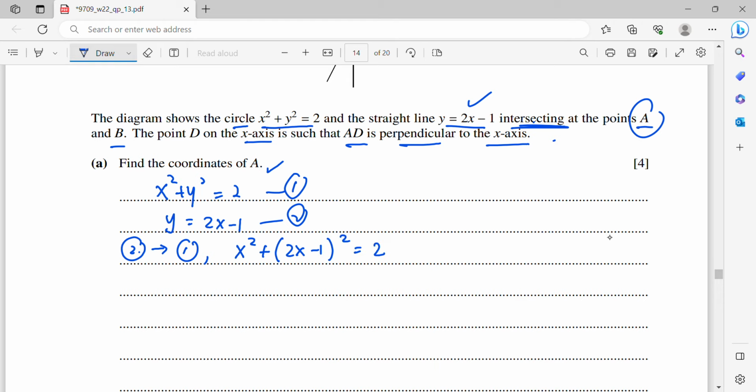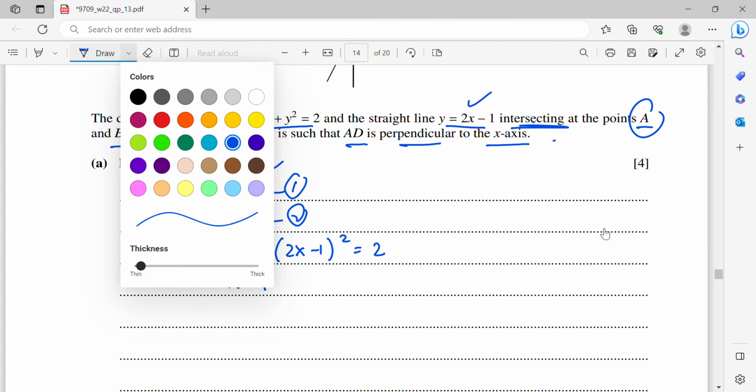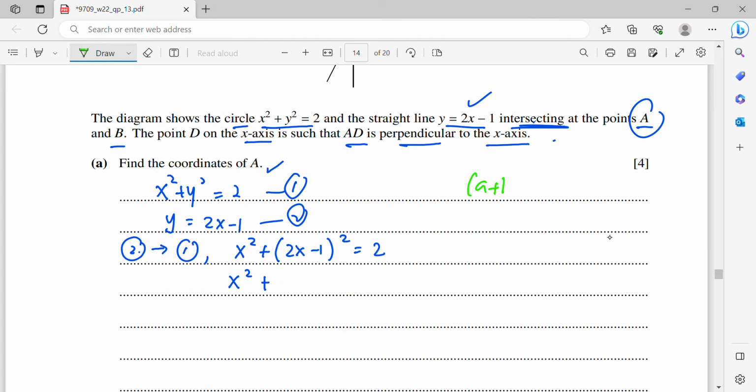Alright, so now do expansion. First term remains, and then second term square of 2x minus 1. Alright, so use this quadratic formula. (a + b) squared is a squared plus 2ab plus b squared. If it is minus, then the middle term is minus.